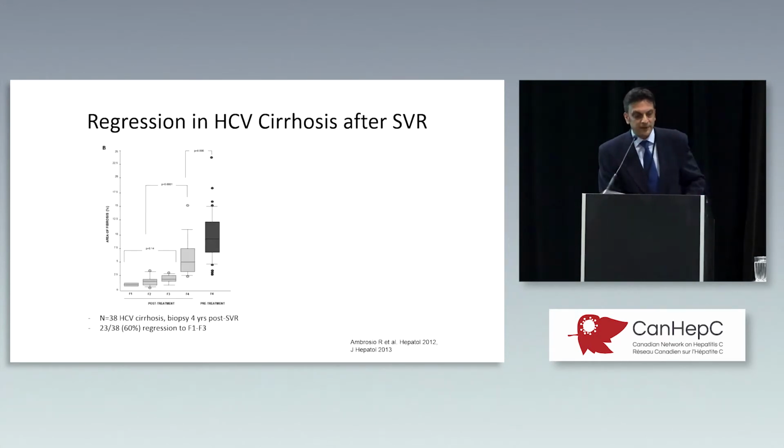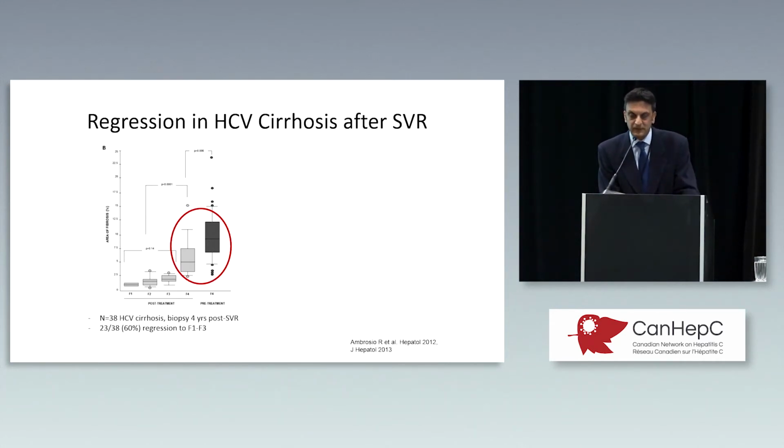This study from Italy actually did do biopsies. These are cirrhotic patients post-SVR biopsied 4 years later, and they found that 60% of patients actually, as you'd expect, had a regression post-SVR to a stage F1, F3. And of course, these were really well-compensated patients. They'd had interferon therapy. But again, biopsy 4 years later did show regression of fibrosis.